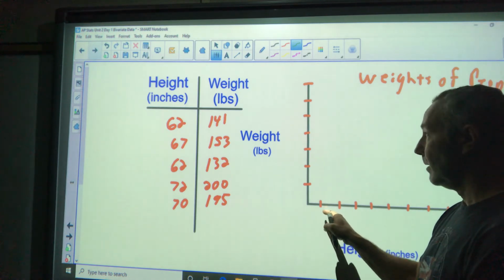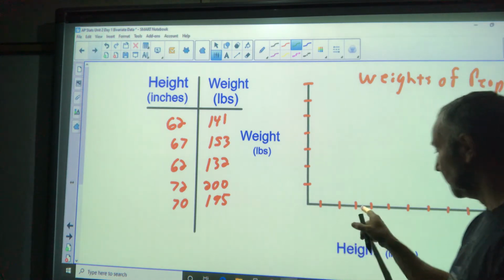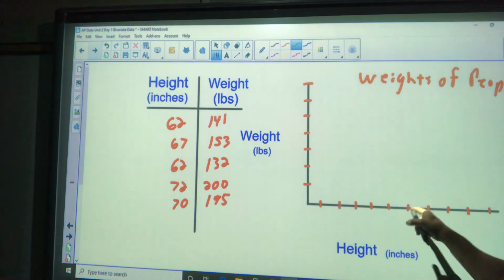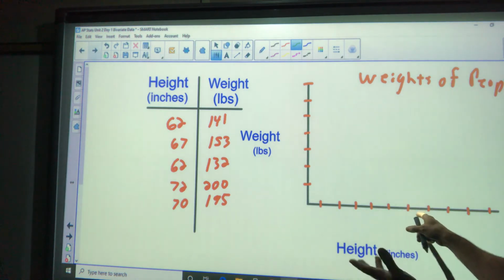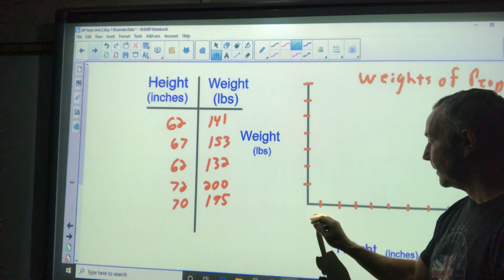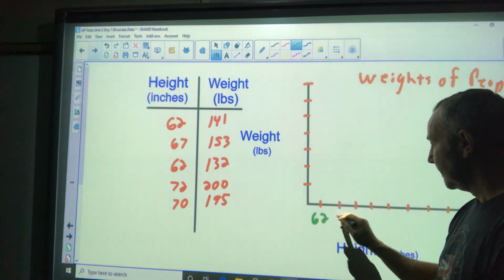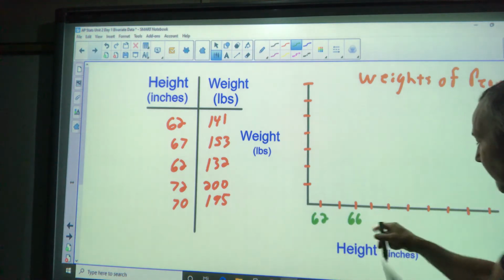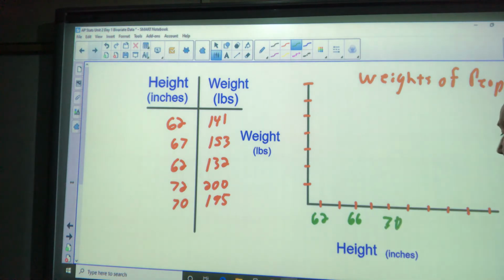If I start at 50, I could start at 60, 62, 64, 66, 68, 70, that'll work. It still could be even bigger. But I'll go 62, 64, 66, 68, 70, 72, 74, okay? I really could spread that out more. It might be a better idea.